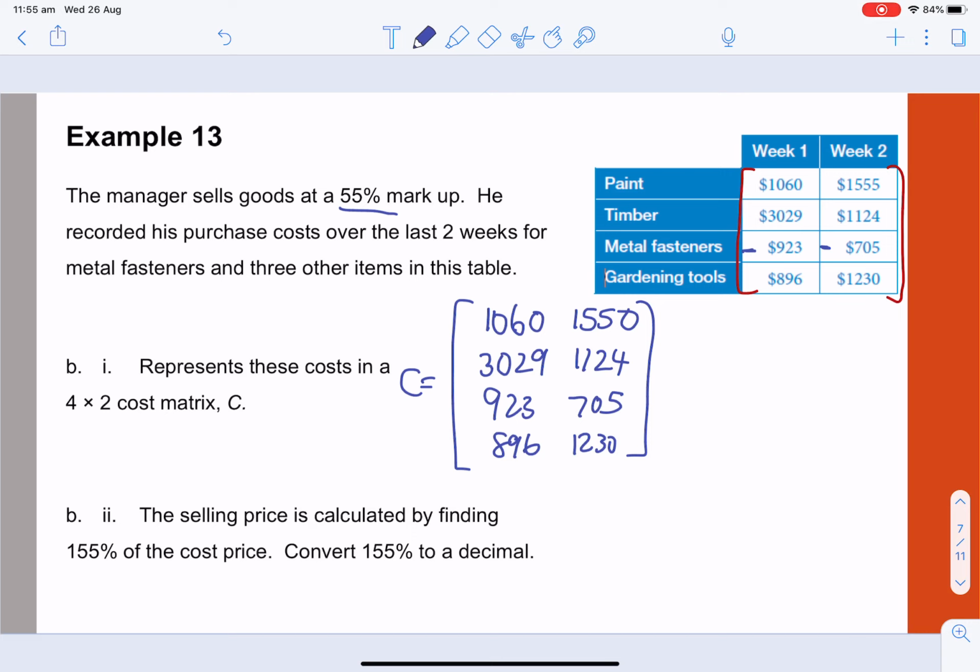Part 2 says the selling price is calculated by finding 155% of the cost price. Convert 155 to a decimal. Now, in order to find a decimal, we go 155% is equal to 155 divided by 100, giving me a decimal of 1.55. So we're going to use this number when we're doing our calculations shortly.